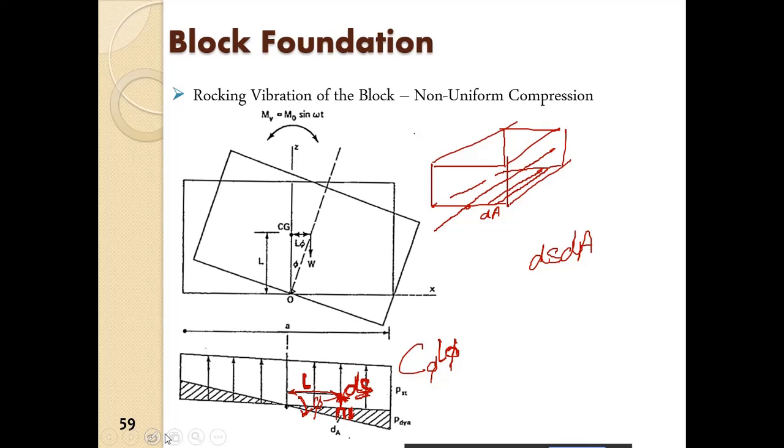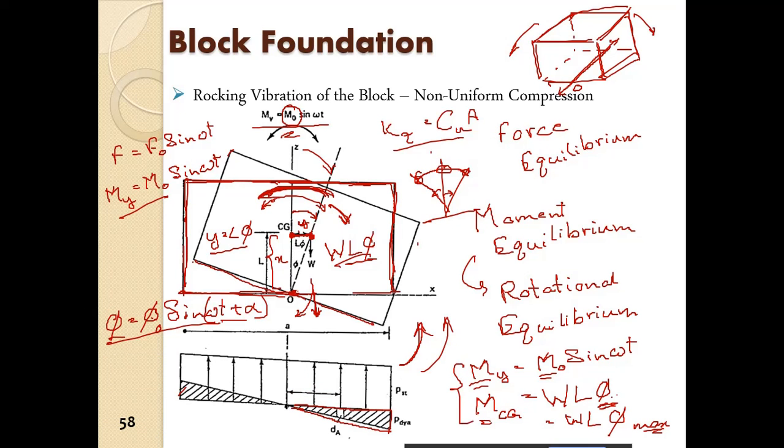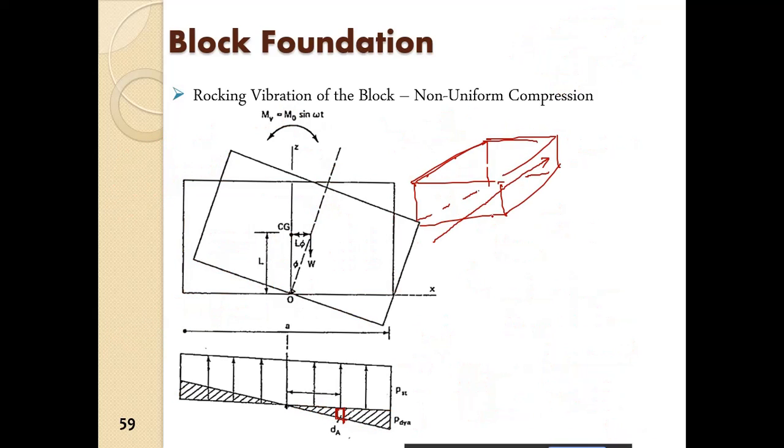I will just repeat this once again so that it becomes easier. We have these two moments, My and M cg, so we already have two moments. Now we have to find the moment of the soil reaction. We have this axis y, and the foundation rotates about the point O. So we have a compression here in this manner.